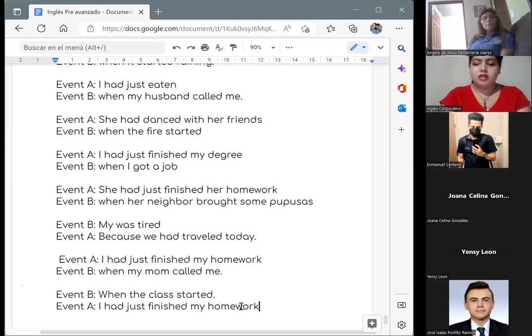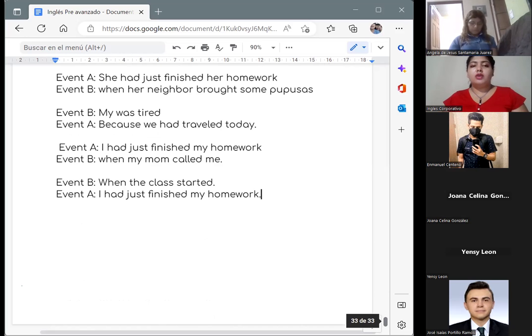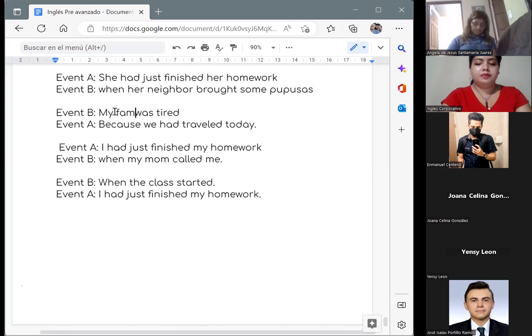So here we have some examples that you wrote on the chat. So thank you for your participation. And we have here, event A, I had just come home. Event B, when it started raining. Then event A, I had just eaten when my husband called me. She had danced with her friends when the fire started. I had just finished my degree when I got a job. She had just finished her homework when her neighbor brought some pupusas. My family was tired because we had traveled today. I had just finished my homework when my mom called me. And the last one, when the class started, I had just finished my homework.